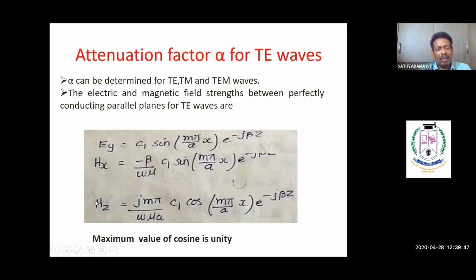And we have a magnetic field in the direction of Ez, because there is no Ez component in a TE wave. We have Hz in this, right? So these are the three active components that we have for a TE wave, right? Okay.